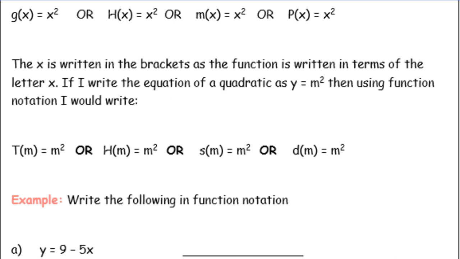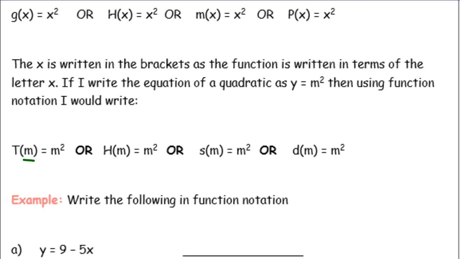If I write the equation of a quadratic as y equals m squared, then using function notation, instead of having x in the brackets, I would have to have m in the brackets. That's the only thing that's different. So you just have to make sure that you've got m there instead of x. It could be t of m, for example, might be the time, or the height with respect to m, or the displacement, or the distance with respect to m. So just make sure you've got the right letters in the right spots.